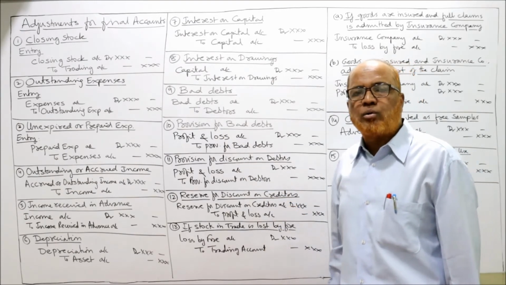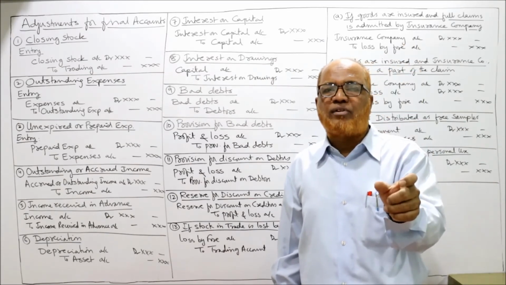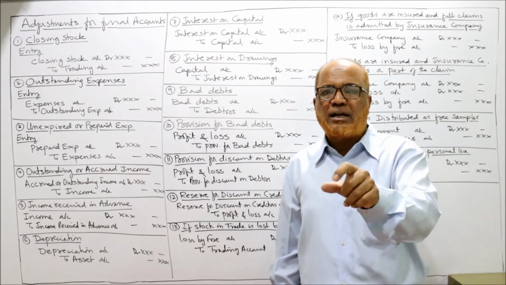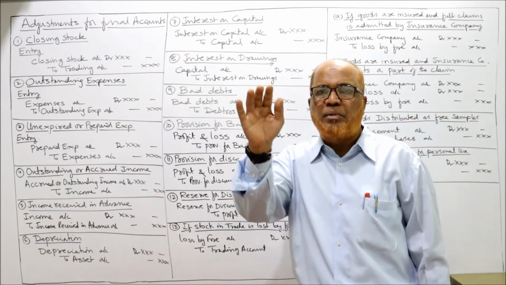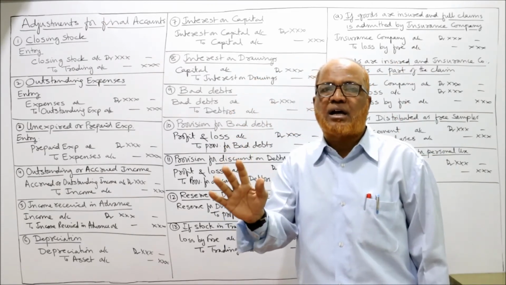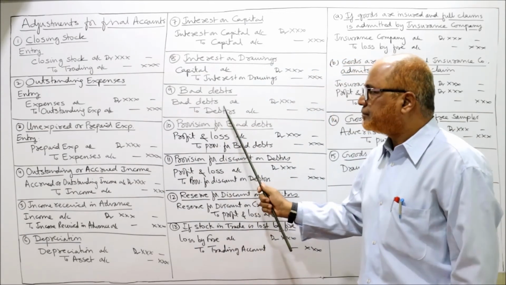What is the impact? How should it be treated? Bad debts will be taken on the debit side of profit and loss account. And these bad debts will be deducted from debtors on the asset side of the balance sheet.